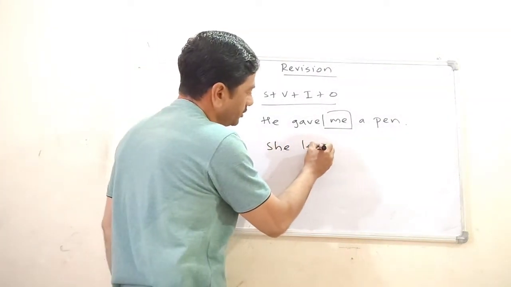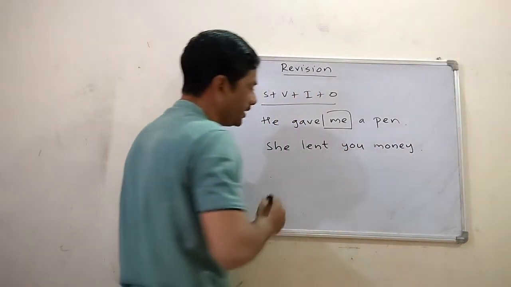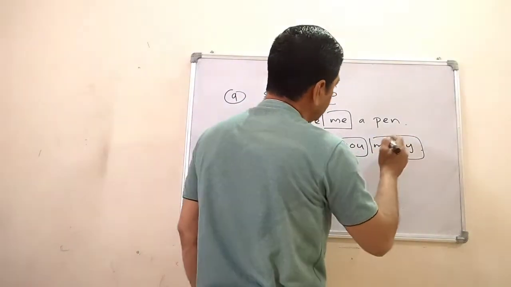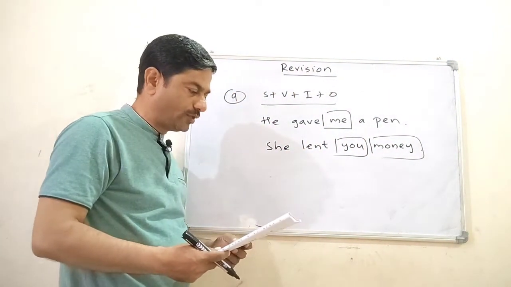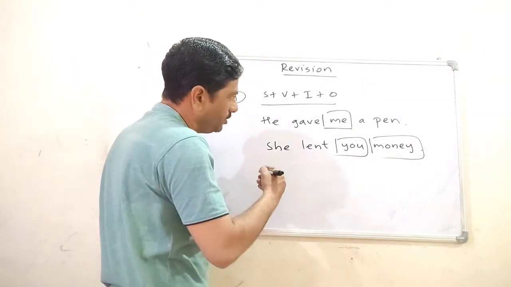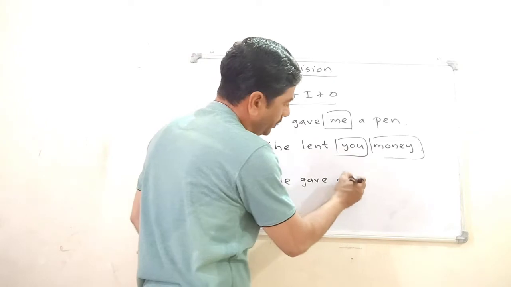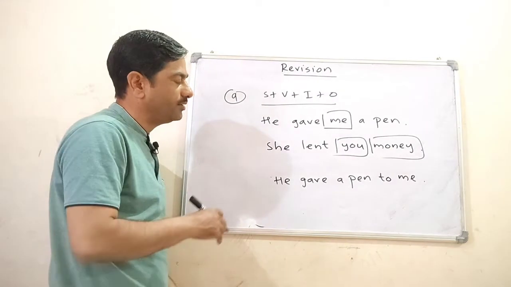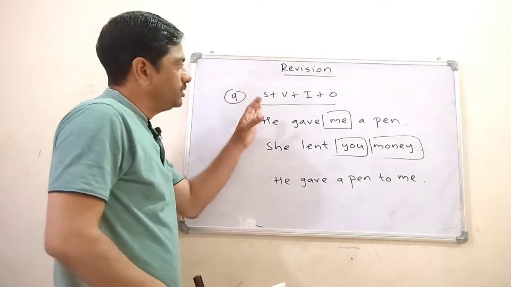She lent you money. So here two objects are there. You is the indirect object and money is the direct object. You can write the same sentence in a different way, but the structure changes. He gave a pen to me. Okay, he gave a pen to me, but here the structure is different. And she lent money to you. So this is one structure.